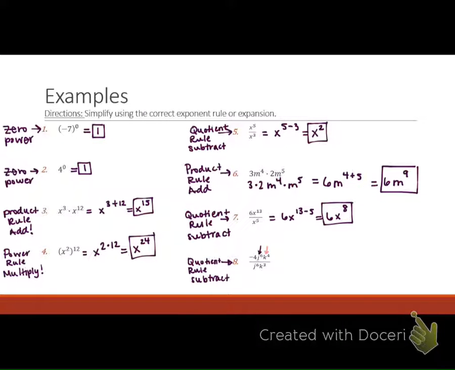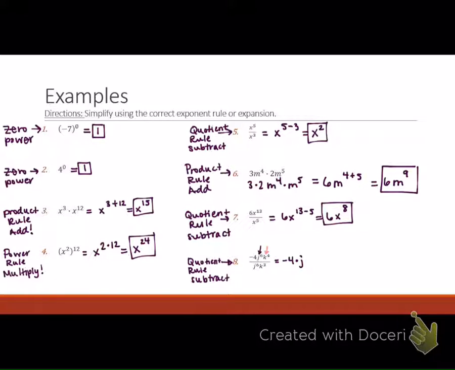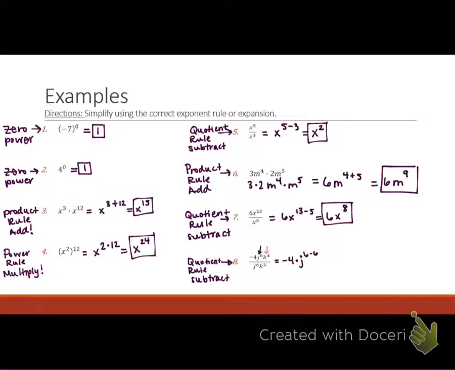Jenny, do we have to do anything with that negative 4? No. So we have negative 4 times, what do I do with the J's? They will cancel out, but it's because you're doing 6 minus 6, so I just want to show that. But they will cancel out to become 1. They don't technically cancel out. They become 1. And then what do I do with k to the 4th divided by k to the 3rd?